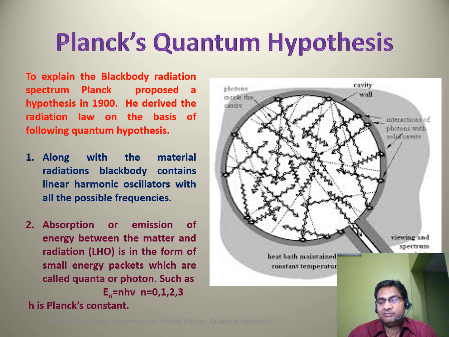Earlier it was assumed that energy emission and absorption would be continuous, but here Planck put forward a new idea. He said this absorption and emission of energy is not continuous but discrete, and this can only be possible in terms of certain small energy packets. The minimum value of a small energy packet is h nu, and this packet of energy is termed a photon or quanta. So these are the two hypotheses that Planck made to develop the blackbody radiation theory.